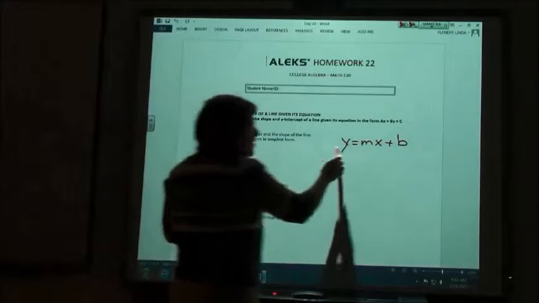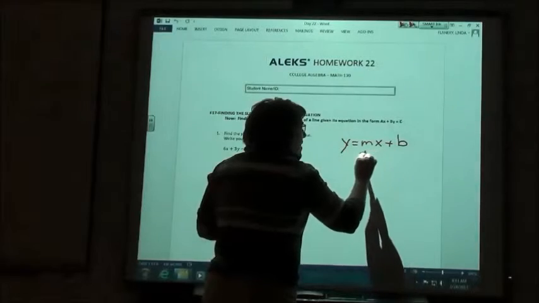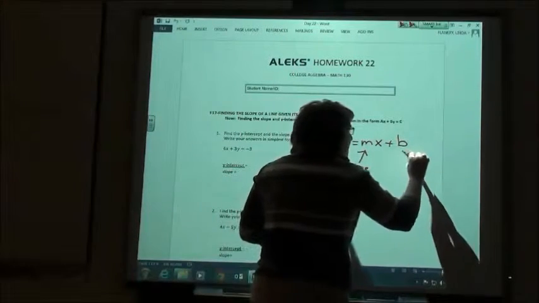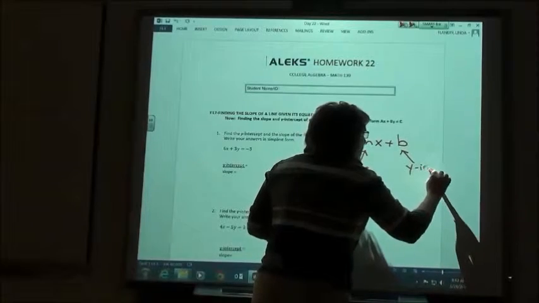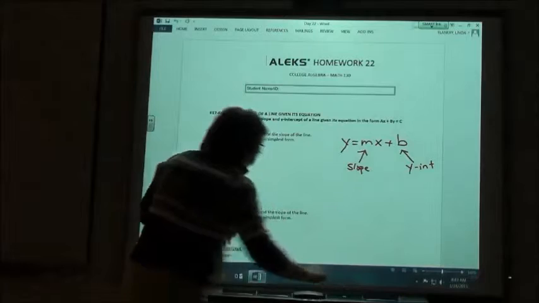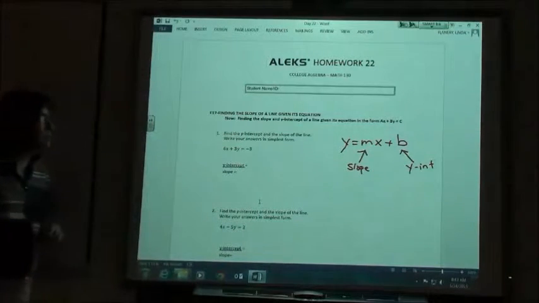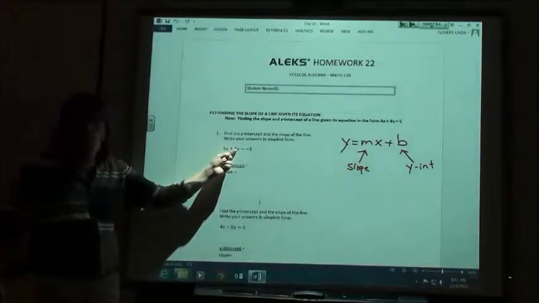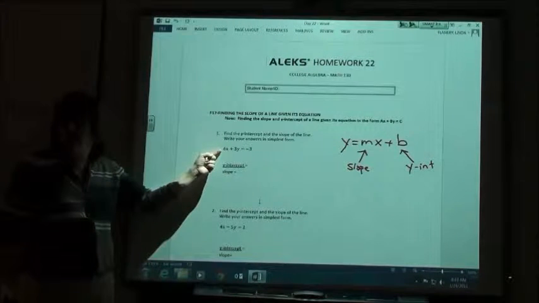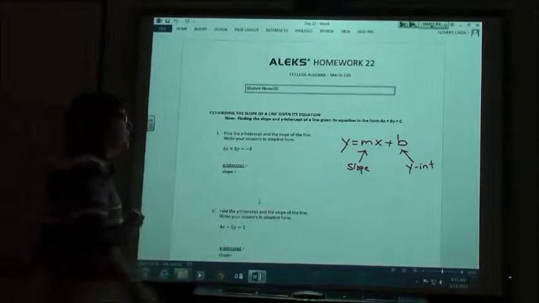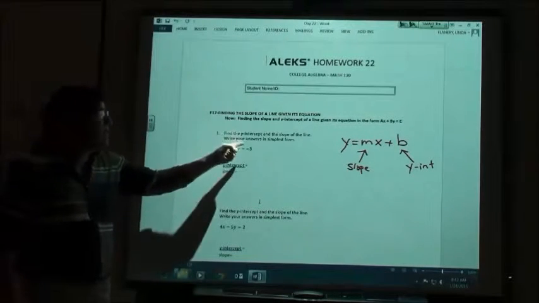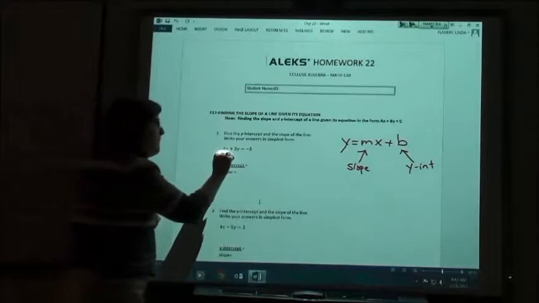So once we solve it so the y is by itself, the number in front of the x is your slope. The number on the end is your y-intercept. So we're going to do that algebraic symbol manipulation thing where we rearrange this equation so the y term is by itself. That means we got to move the x term to the other side, right? So when we move that 6x to the other side, it's going to become a negative 6x, right?